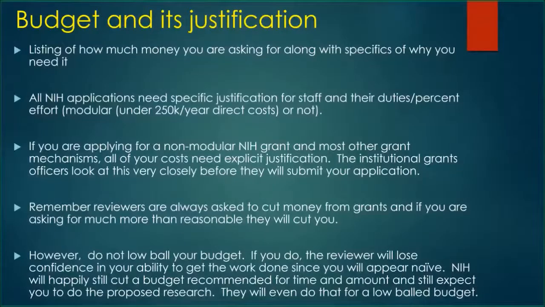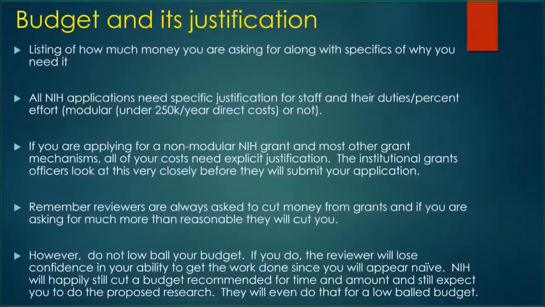Actually, lowballing your budget can seriously backfire. If the reviewer reads your grant and you ask for $125,000 and they know it'll cost $250,000, it's like you're too naive. You don't know what things cost, and they might knock down your score simply because you actually can't do the project for the amount of money you asked for.